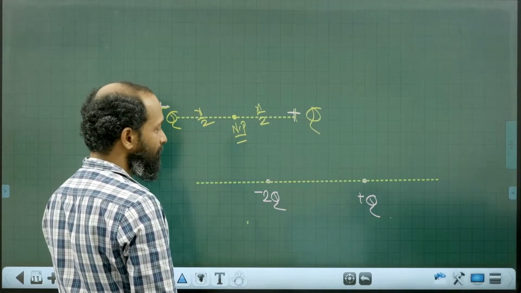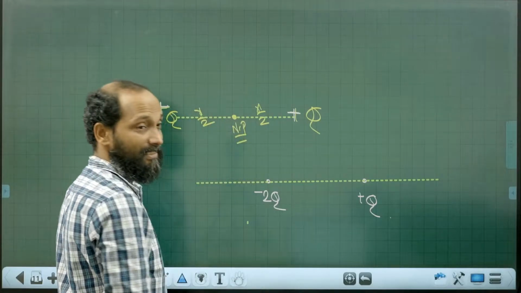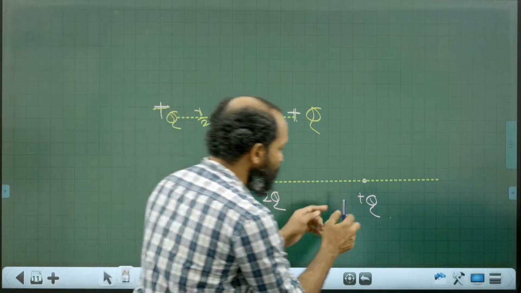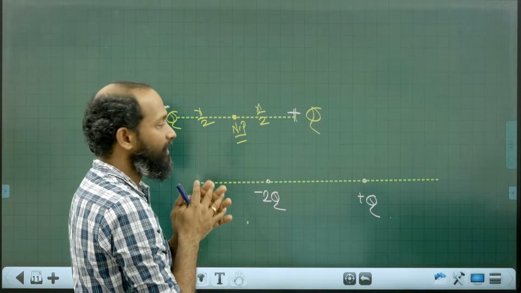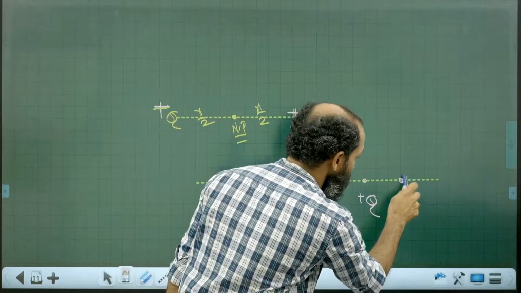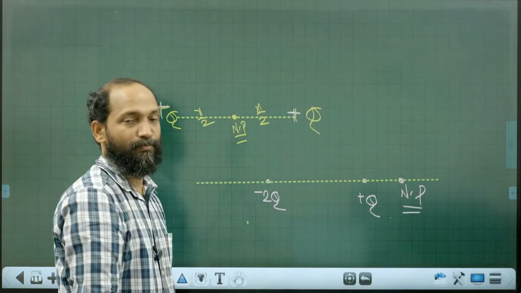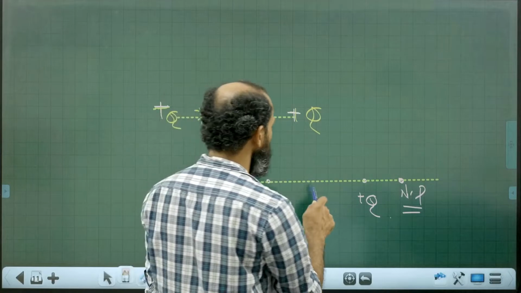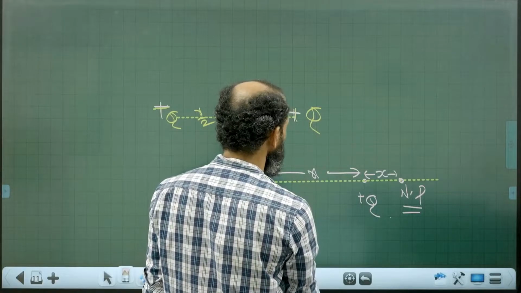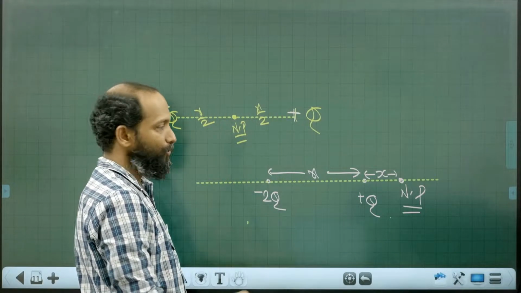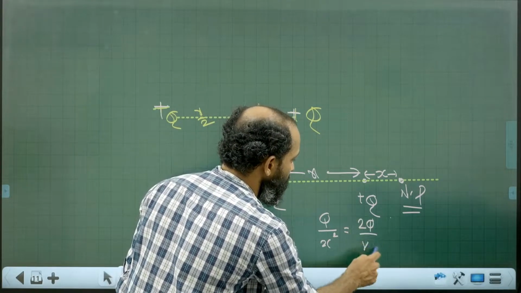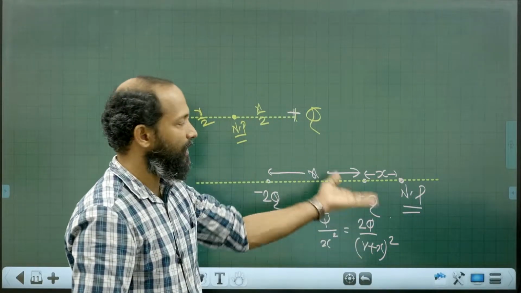So where does the null point come here? Here the charges are of opposite signs. Null point is close to the one having smaller magnitude. Smaller magnitude, you should not see this sign. Smaller magnitude is this, so null point is close to plus q. Okay. What is the condition for that null point? If this distance is r, this distance is x, and this distance is r, q1 by r1 square equal to q2 by r2 square, that is q by x square equal to 2q divided by r plus x all square. You can find out x.